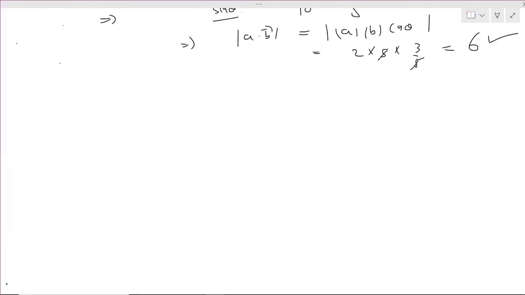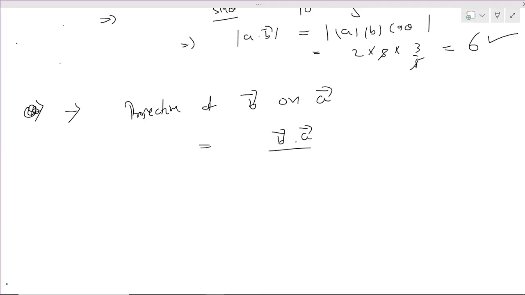Another question. First, let's do projection of B on A, and this is B dot A upon mod A. Remember, this is projection on A, so you will divide with A. Take dot, divide with A. If they are asking projection on B, then divide with B. This is also class 12. Nothing new.